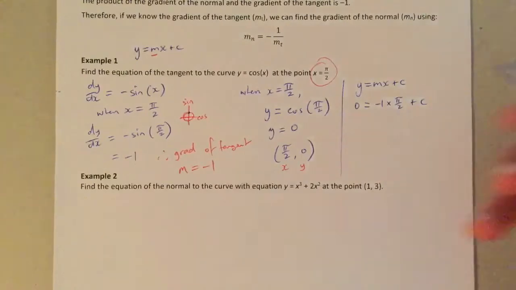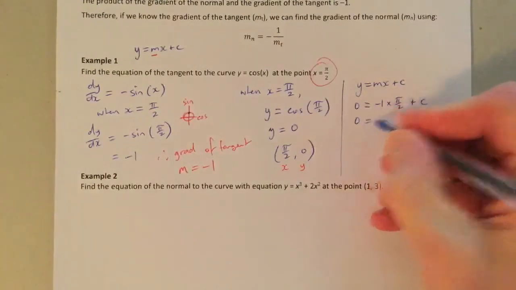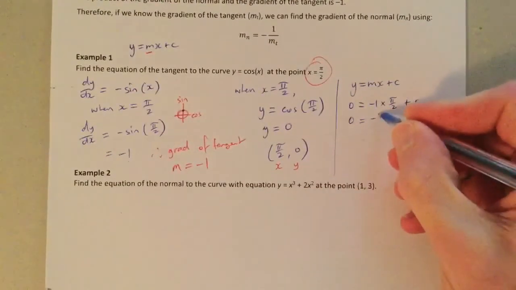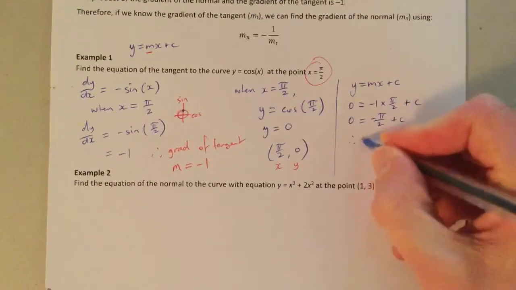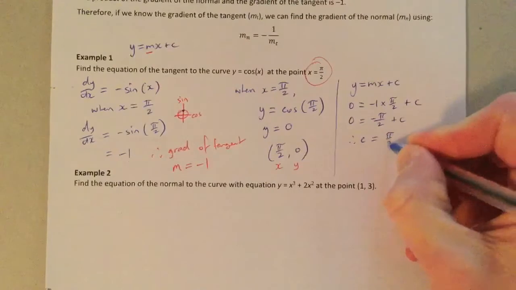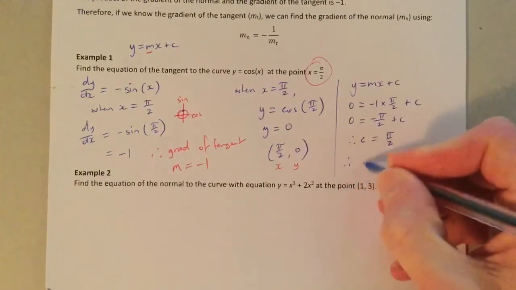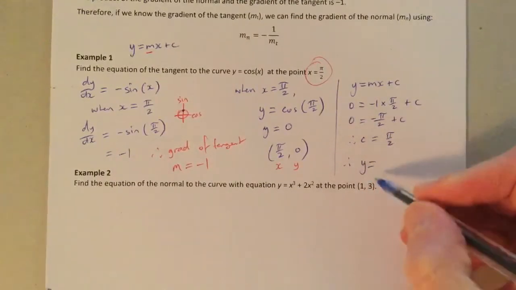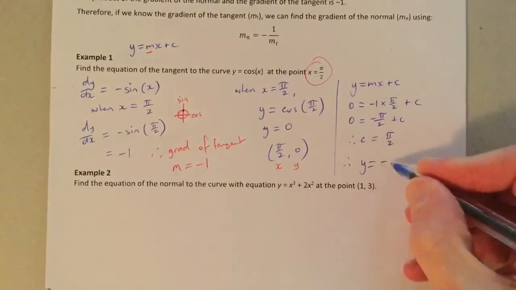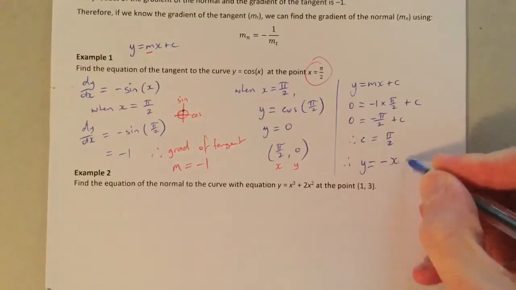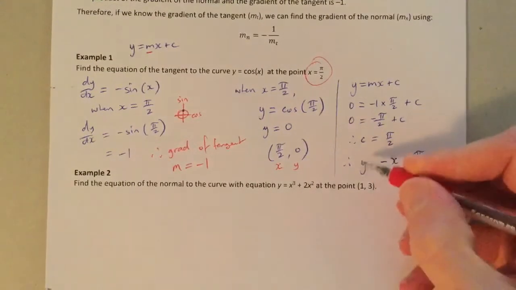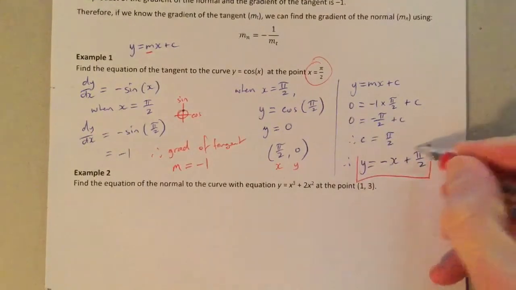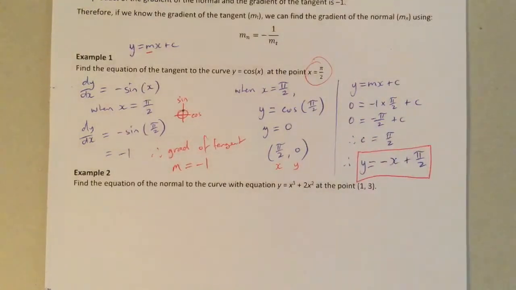plus c. So if we solve that equation for c, it's going to be 0 equals -pi on 2 plus c, and therefore c equals pi on 2. And that means that our equation of the tangent line is y equals -1 times x plus pi on 2. Because we've got a fair bit of working there, let's make it nice and clear that that's our final answer.